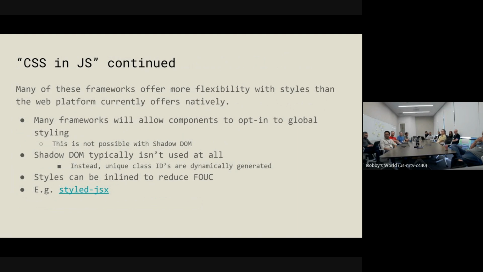There's things you can't do with Shadow DOM that some of these other frameworks can. And they're typically not using Shadow DOM. They'll dynamically generate class IDs to make this work. And that lets you opt in and out of global styling. The other thing that these frameworks let you do is control where the styles get inserted. Like if you want them all inlined, you want to prevent a flash of unstyled content, these frameworks can do that. So this is kind of what web components is up against as far as style sharing.